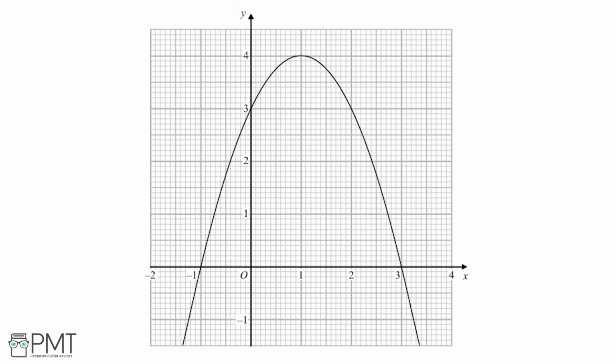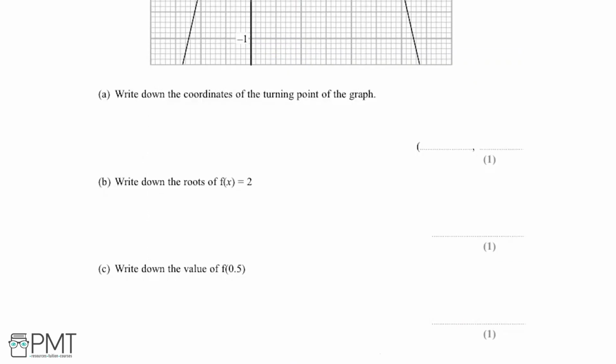To work that out, I'm just going to look along here. So on the y-axis, the turning point we can see, okay, that's at 4. And now we're going to need to look at the x-axis. So if we go down here, we can see that, okay, so that's x equals 1. So the coordinates of the turning point is 1, 4, because x equals 1 and y equals 4. So now we're going to move on to part B.